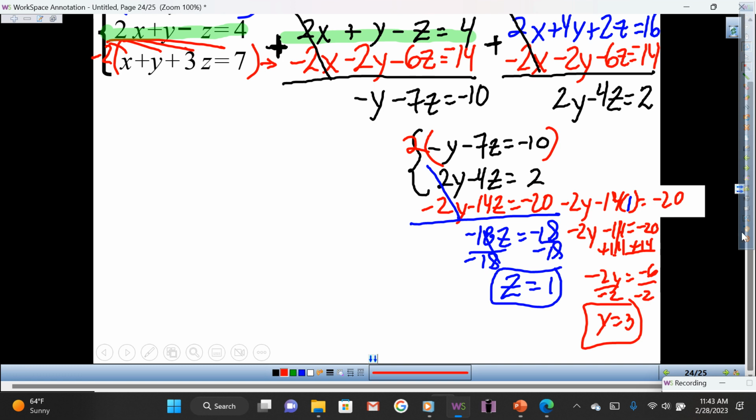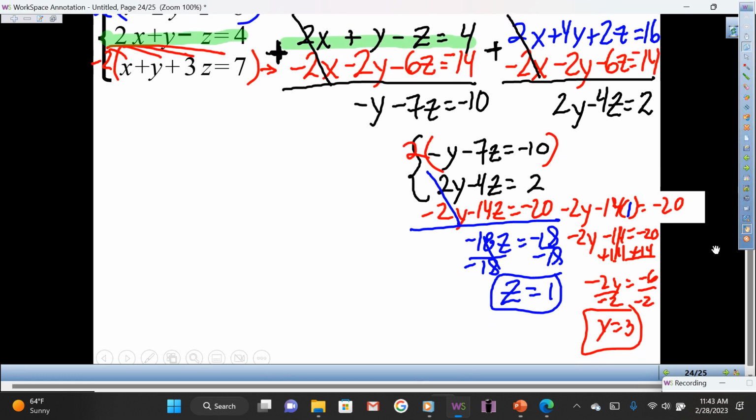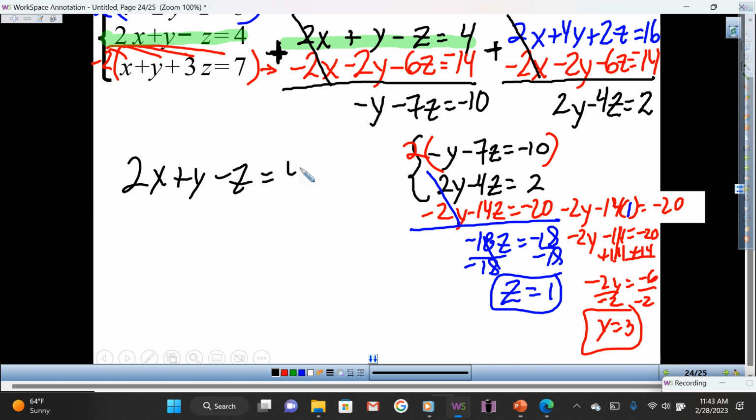And last but not least, do we know what to do with those two values? Yeah. Alyssa, which one shall we substitute that into? The green, the red, or the blue? Which one? The green, okay. So I write 2x plus y minus z equals 4. Substitute the values in there, and that's how you get your x, and the rest is history.